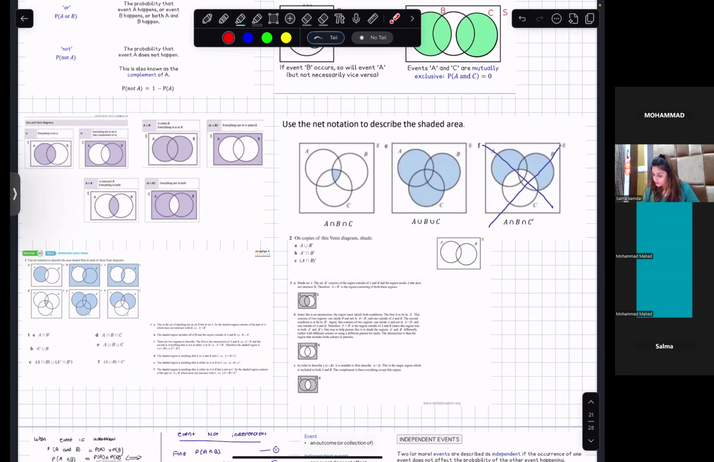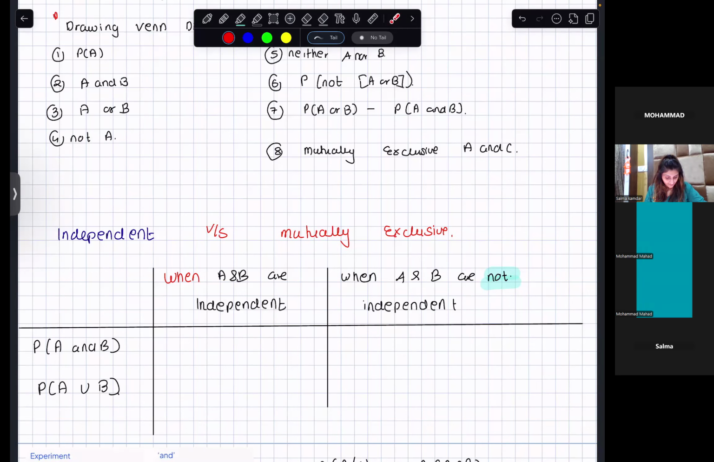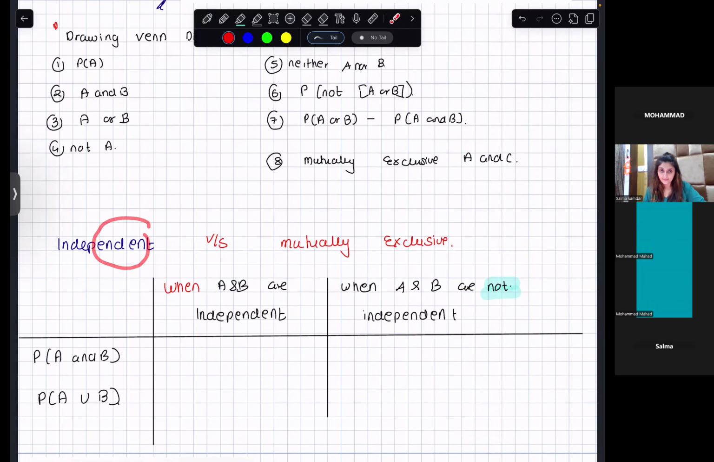Okay, I also want you to take some time and try to understand these Venn diagrams, but I'm not doing that right now with you. Tell me the difference between independent and mutually exclusive events. Mutually exclusive events do not have anything in common. Okay, give me an example of independent.